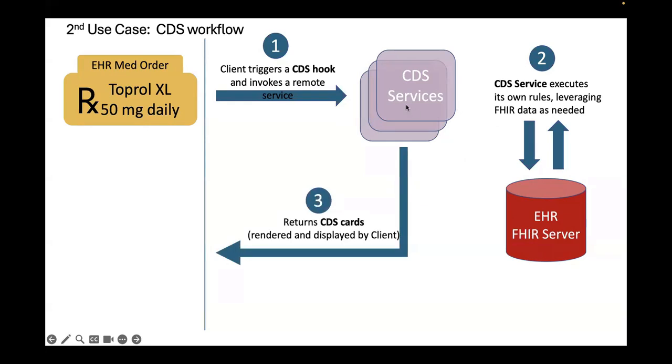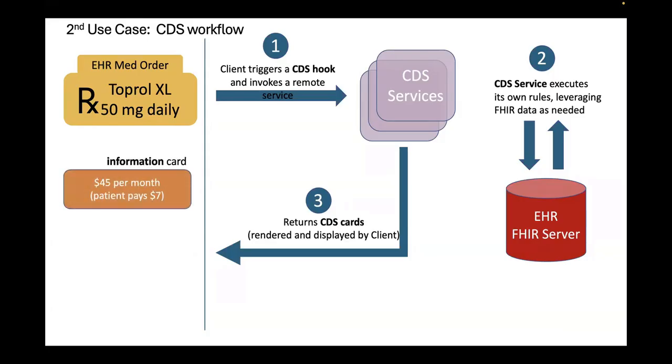Then once the CDS service has found the additional data it needs, hopefully it has, it also needs to be able to error out if it can't. Once the CDS service has found that additional data, it's going to return what's called a CDS card. This card will be rendered and displayed by the client. So it is really returning JSON, and it is up to the client if and how and when to actually display that card to the user.